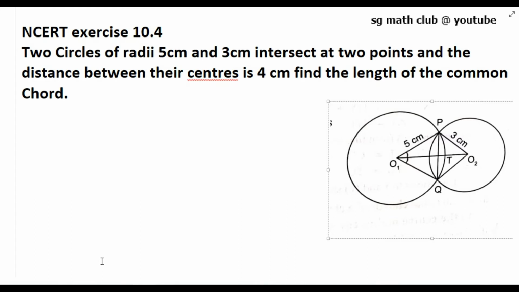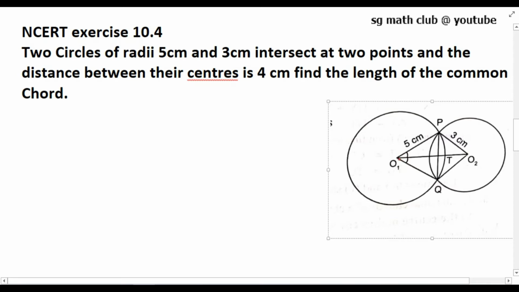Now let's do some of the problems from exercise 10.4. Two circles of radii 5 cm and 3 cm intersect at 2 points and the distance between their center is 4 cm. We need to find length of common chord. So we can see two circles. One is of 5 cm radius, other is of 3 cm radius. Obviously, the circle with 5 cm radius will be bigger than circle with radius 3 cm.